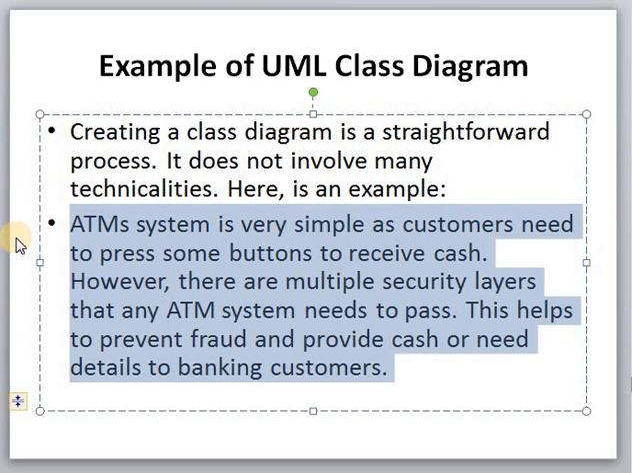ATM system is very simple as the customer needs to press some buttons to receive cash. In order to use an ATM, the customer needs to use some specific buttons in order to receive the cash. However, there are multiple security layers that the ATM system needs to pass. In order to use the ATM to receive cash, you need to pass the security layers defined by the ATM system. This helps to prevent fraud and provide the cash or the needed details to banking software.